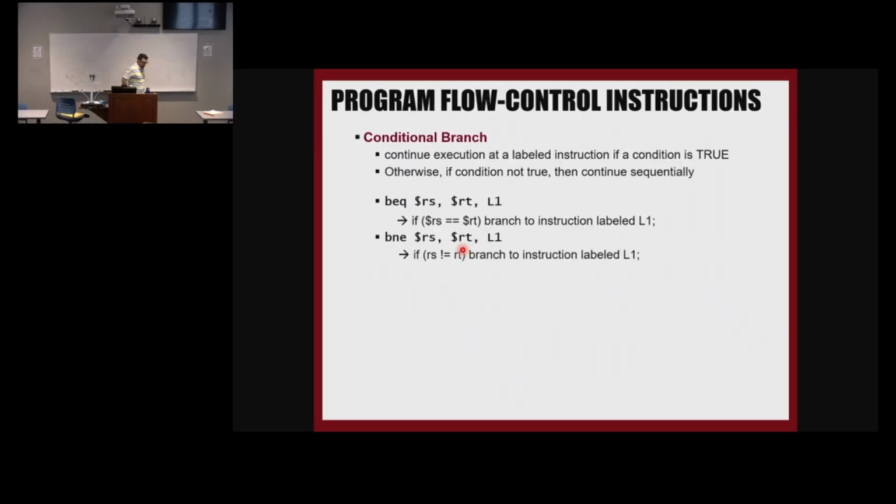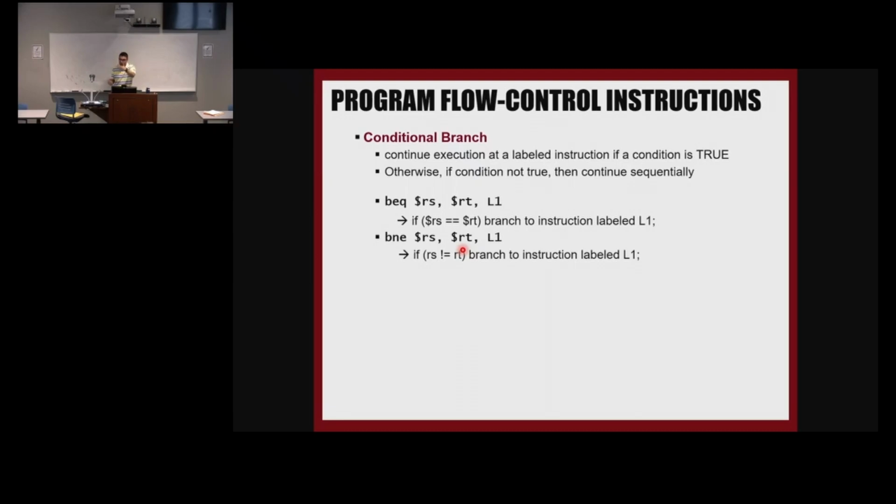Okay, so now let's talk about program flow control instructions. And we have 2 instructions. We have 2 branches. Branches are conditional jumps. We check a condition. If it's true, we jump. If it is not true, we just go to the next line. This is how assembly works.